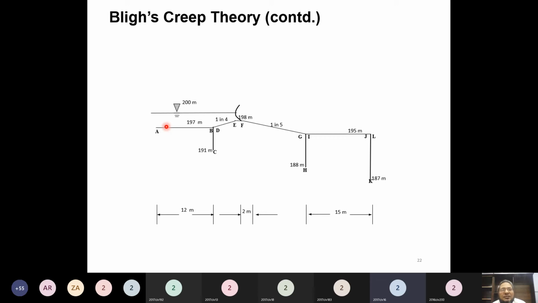Once I know the head loss, how can I compute the uplift pressure? So uplift is equal to this head, the 3 meter minus head loss up to point E. So that would be the uplift pressure or uplift at point E.